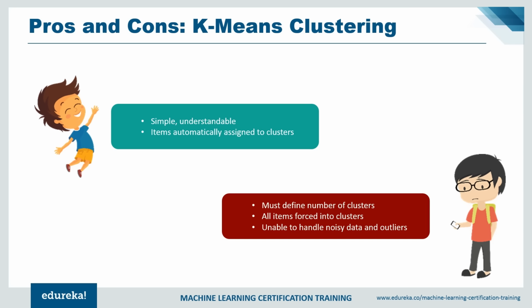Now, if we have a look at the cons. So first of all, one needs to define the number of clusters. This is a very heavy task, as if we have 3, 4, or 10 categories, and we do not know what the number of clusters is going to be, it's very difficult for anyone to guess the number of clusters. Now, all the items are forced into the clusters.